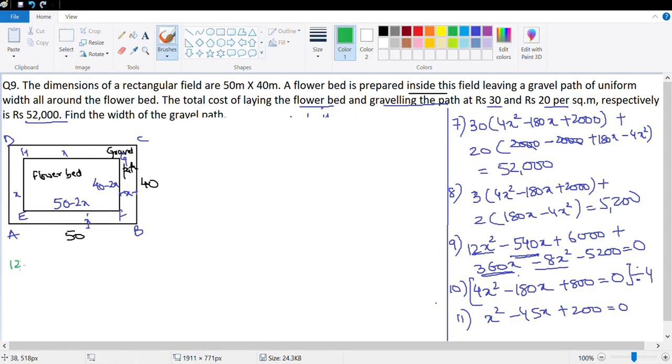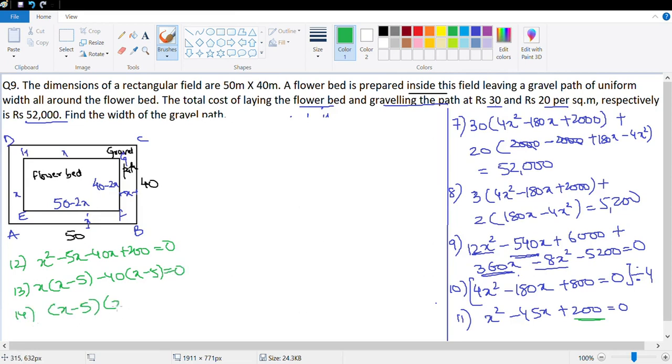So let's look at this. I need to find factors of 200, the sum of which will be negative 45. So that's 40 into 5. Yeah, that's simple. So this is x squared minus 5x minus 40x plus 200 is equal to 0, which means x times (x minus 5) minus 40 times (x minus 5) is equal to 0, which means (x minus 5) times (x minus 40) is equal to 0, which means x is equal to 5 or x is equal to 40. Now let's check if both of these are valid answers.